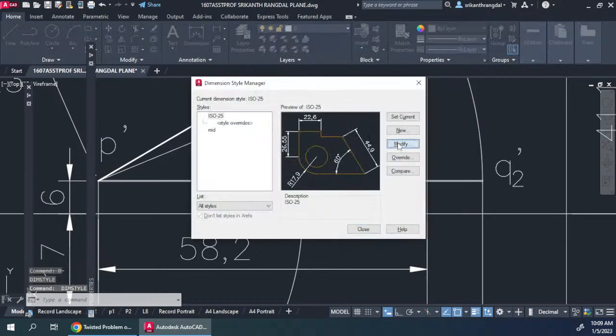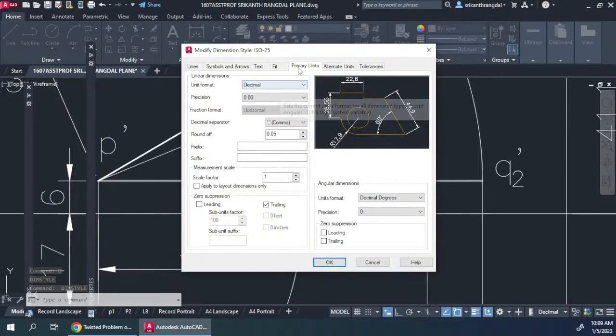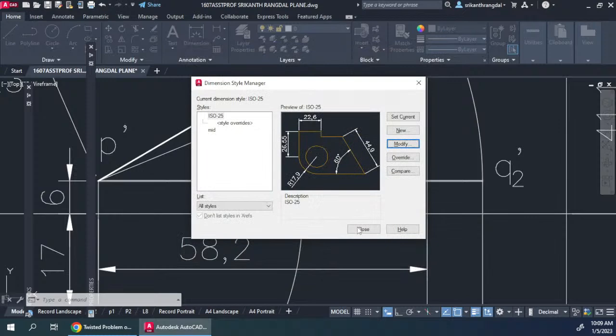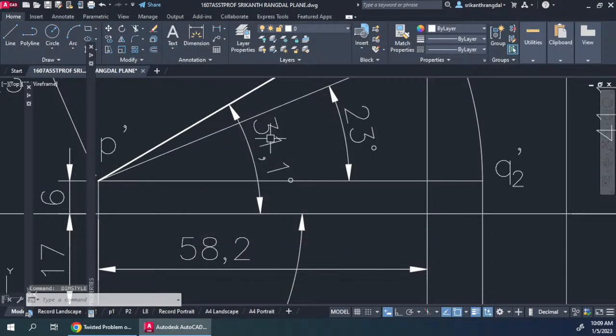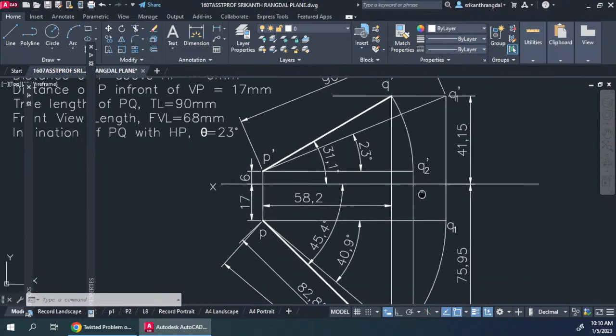Click here, modify, and then round off value here. This is the angular dimensions. Increase this over here. Of course, you have to suppress the zeros, close, and you can see here after the decimal point one more value is being shown. So if this value happens to be more than 1% of error, 1% of this value, then you will end up losing a few marks.